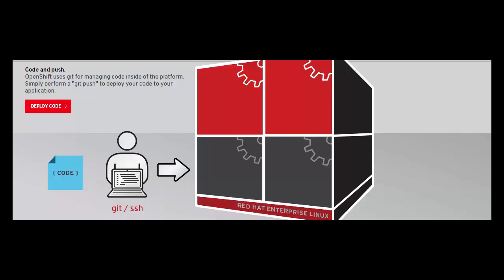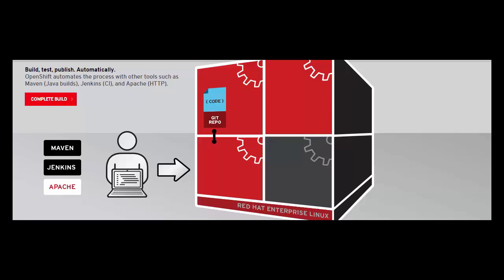The third step is code and push. By now, a repository has been created for your application on a cloud platform. So you need to push your code into the repository. Deploy the code and push the code and go ahead. The fourth step is to build your application. OpenShift automates this process with the help of tools like Maven, Jenkins and Apache.